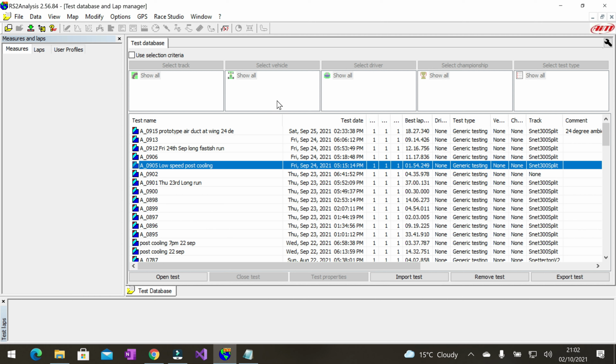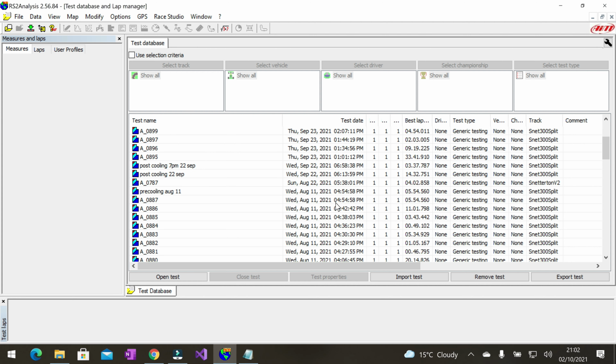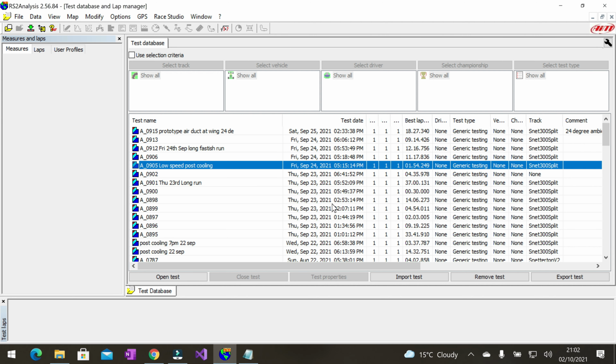So here I'm using Race Studio Analysis by AIM Technologies. I've got a lot of data that goes back months and months. So I've got data that goes on track and on road. Because I haven't taken the car on track yet, since I've done these changes, all of these comparisons I'm going to show you today are purely on the road.